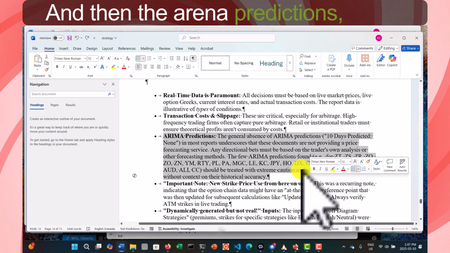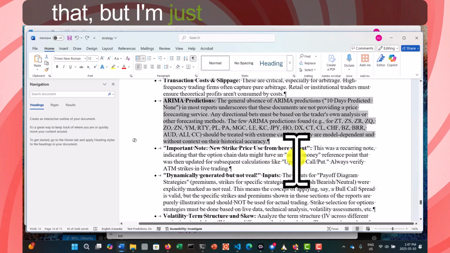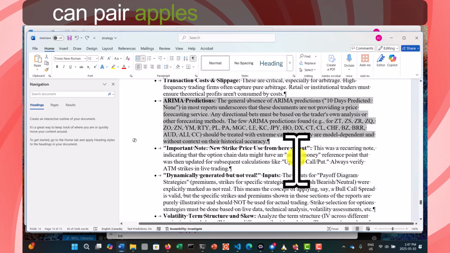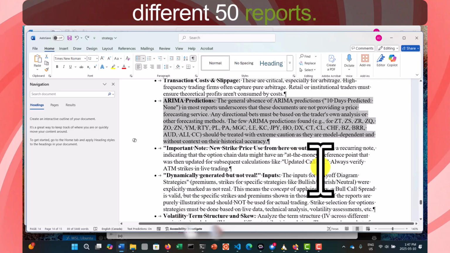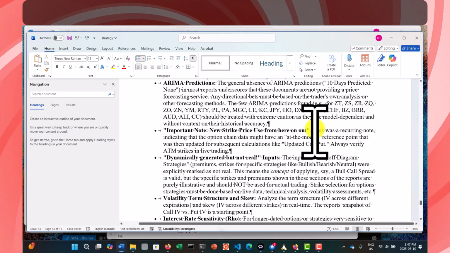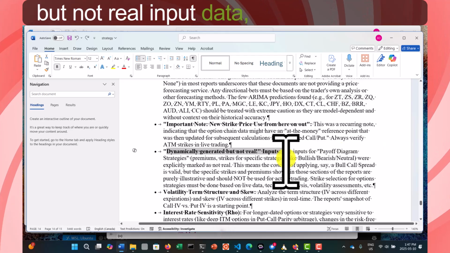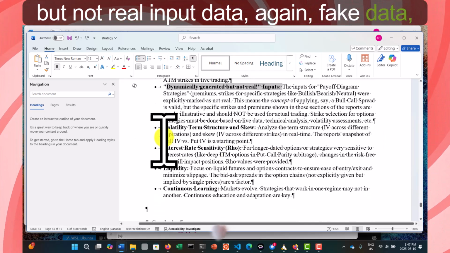And then the ARIMA predictions, which, well, don't put a lot of effort into that, but I'm just using it as a guide to compare apples to apples with all the different 50 reports. And this big warning here: dynamically generated but not real input data, again, because it's fake data.